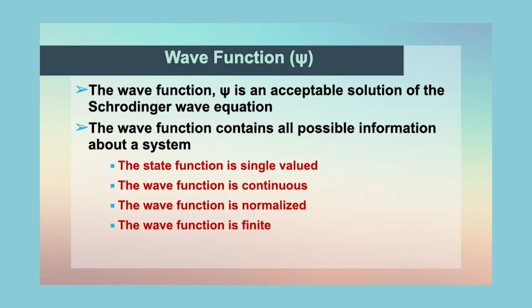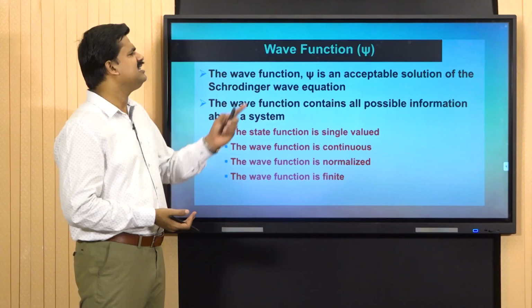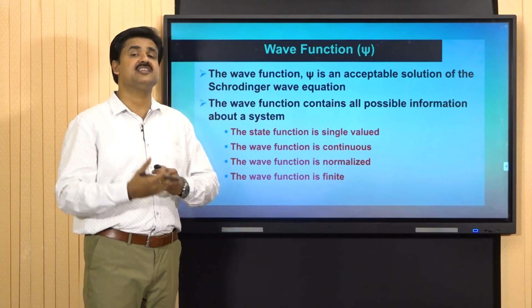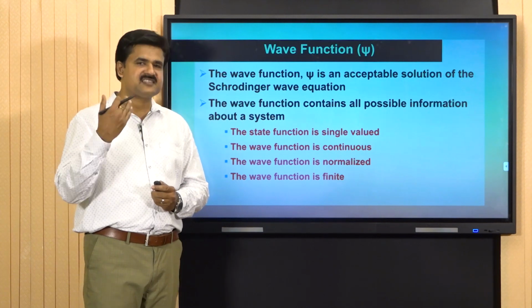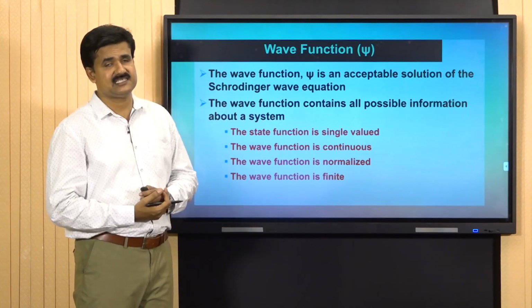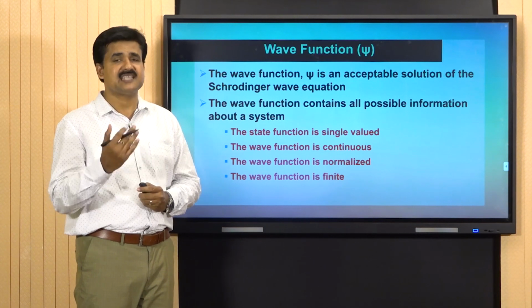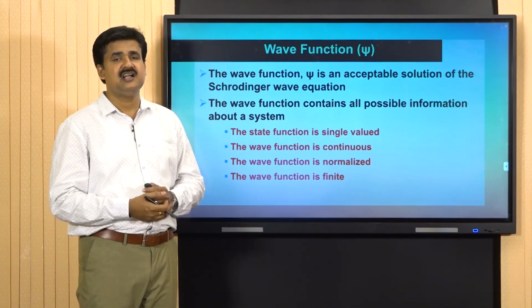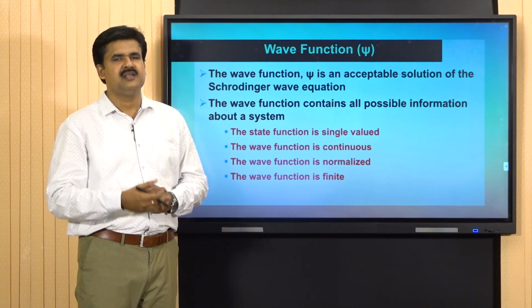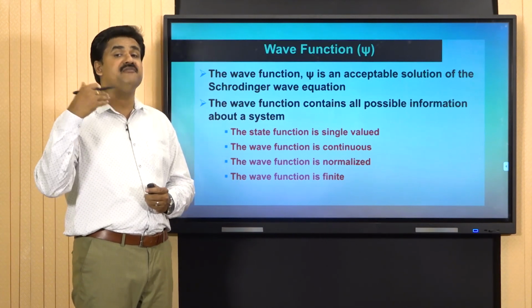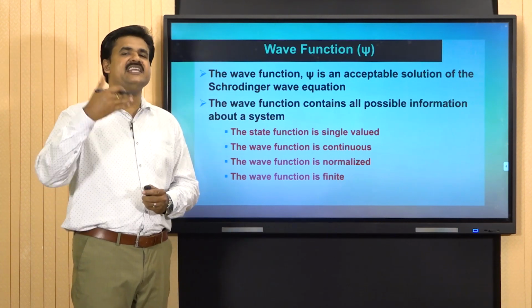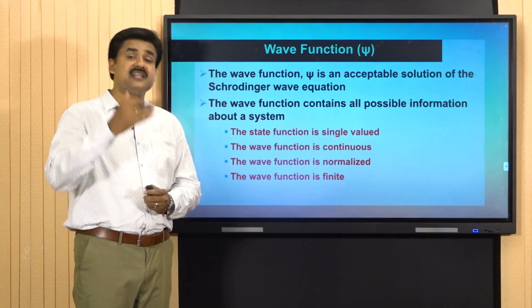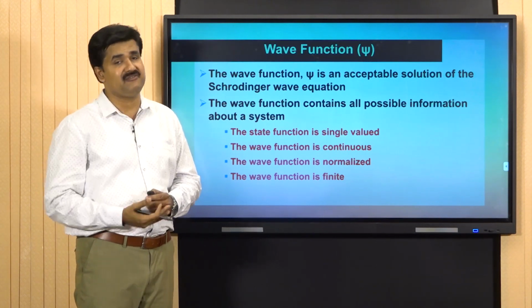The wave function contains all possible information about a quantum mechanical system. These important properties we learned with the postulates of quantum mechanics. In one of the postulates, called the state function postulate, we learned that the wave function psi, which is a mathematical function, has certain qualities. In order for a mathematical function to be well behaved, it must satisfy some qualities.